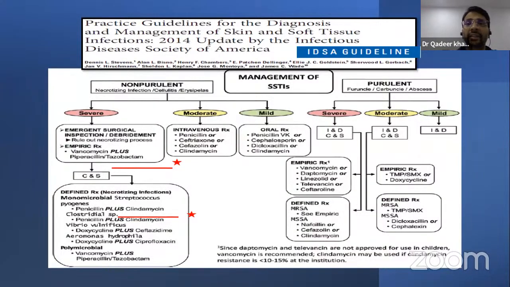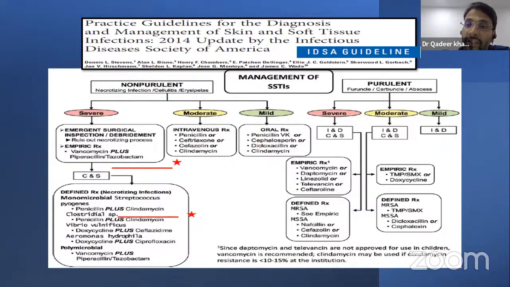These were the guidelines published by the IDSA way back in 2014, but similar guidelines are still continued. If the patient has non-purulent infections, necrotizing infection, cellulitis or erysipelas, and if it is severe, we should go ahead with emergency surgical debridement along with sending cultures and starting empirical antibiotics covering the most common organisms, as I discussed, gram-positive and gram-negative. If the patient has severe infections, sending culture and sensitivity is a must. With a moderate or mild infection, we can treat with intravenous penicillins, ceftriaxone, cephalosporins, and clindamycin.